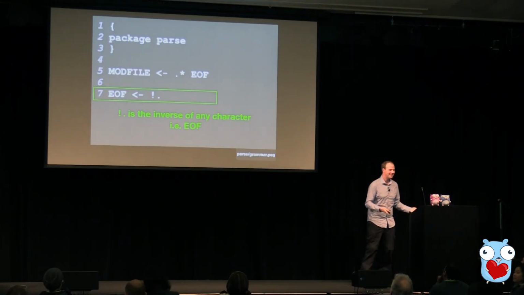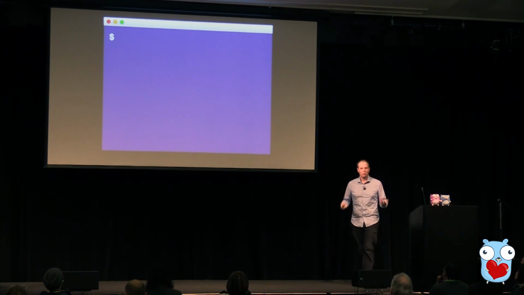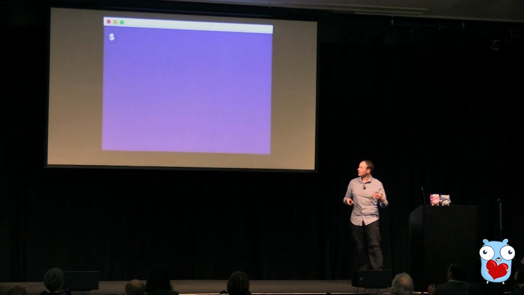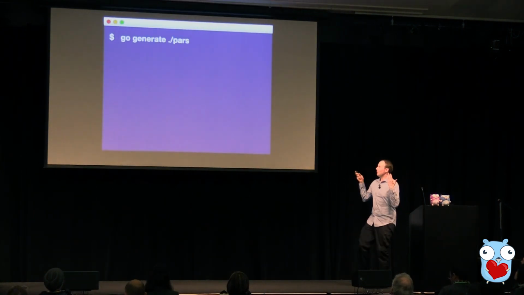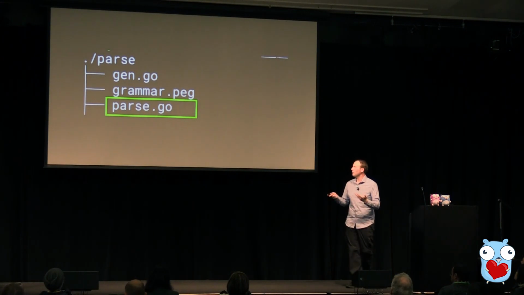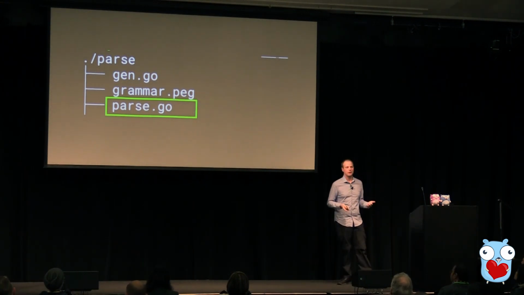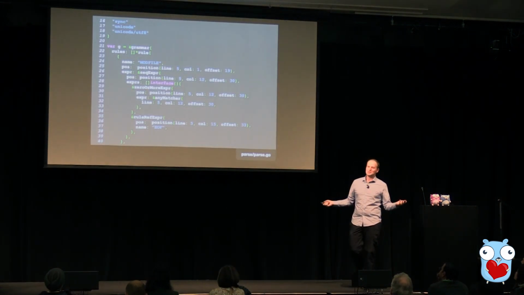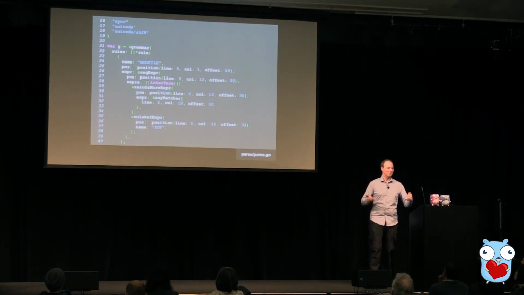which would be the end of the file. So we can then use go generate because we set up go generate before. And once we do that, we will have a parser, and that will generate a parse.go file for us. And if you open this up, it looks like auto-generated code. It's not beautiful, but it works.